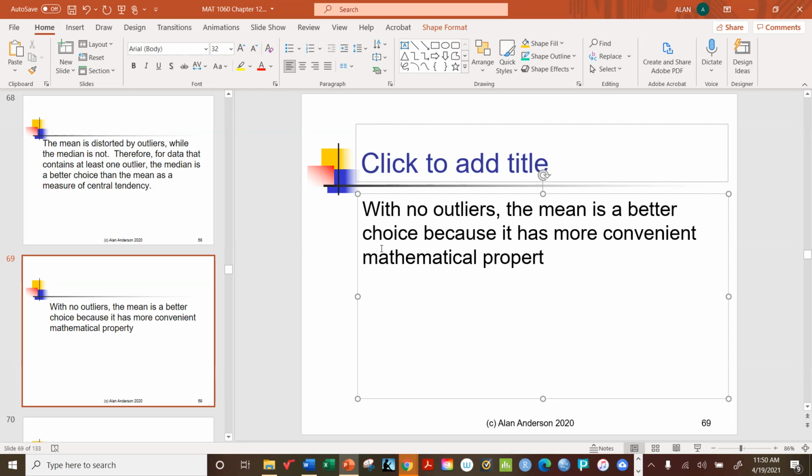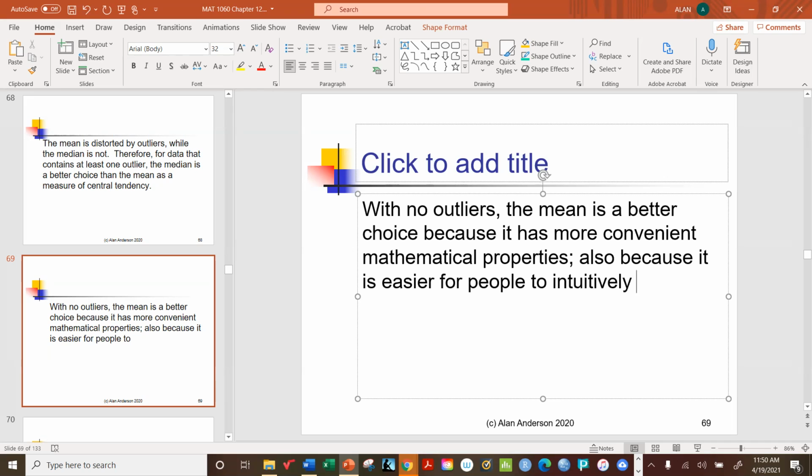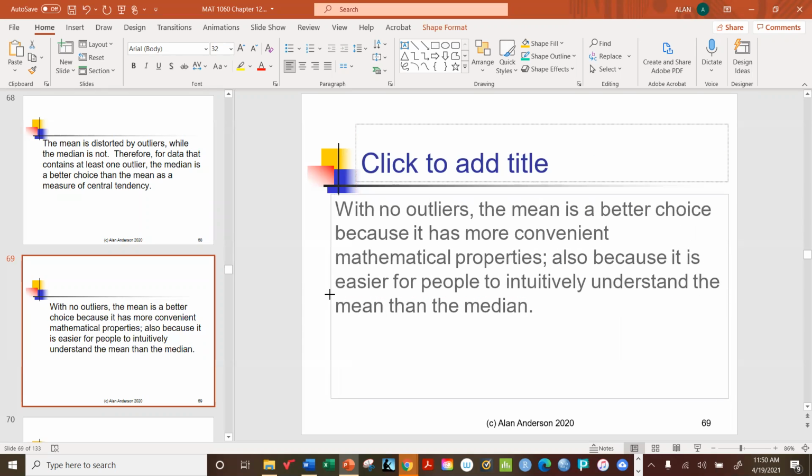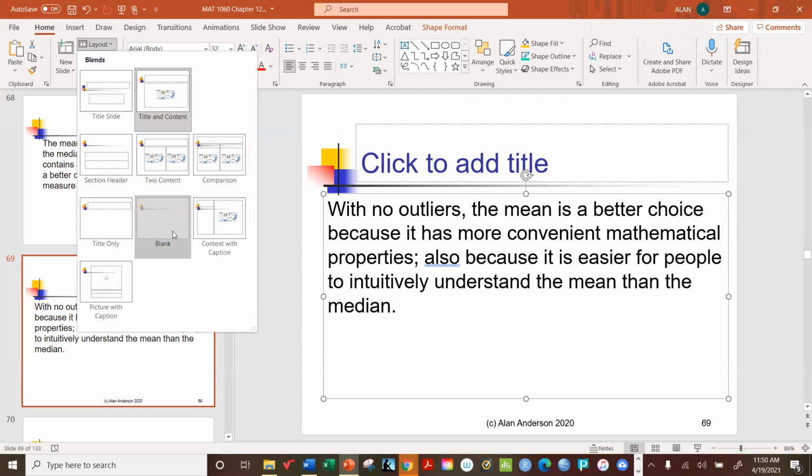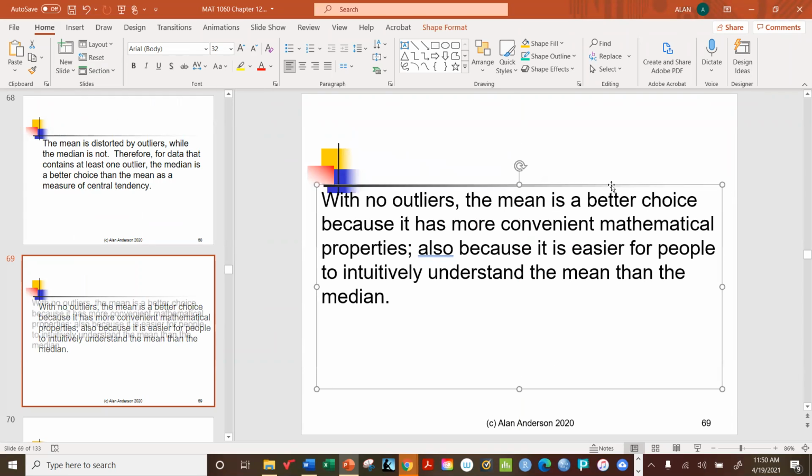And also, just for the simple reason that it is intuitively easier for people to understand the mean than the median. It's just easier to visualize what a mean is rather than a median. Many people have no understanding of what a median is, but everybody understands what a mean is. So most of the time we use the mean unless there's a good reason not to, which is the case of the outliers, and that's when we usually switch to the median.